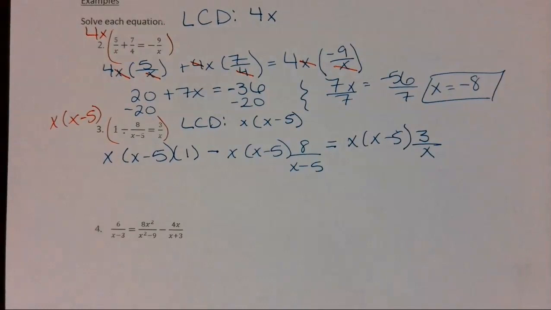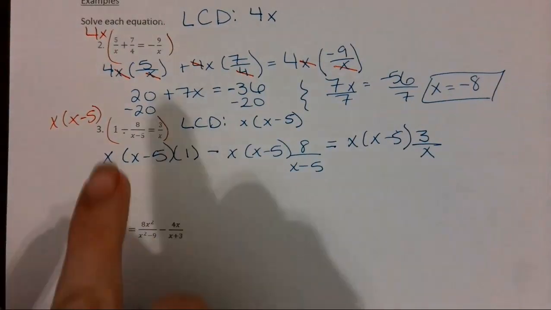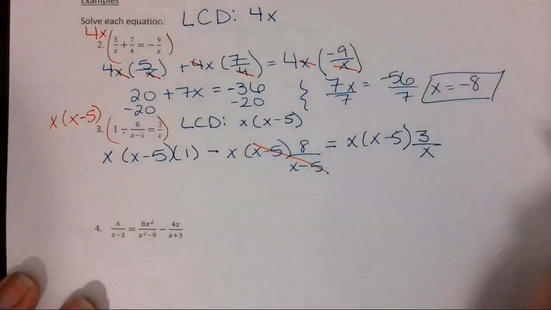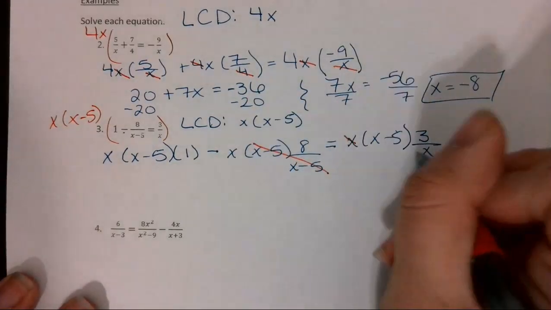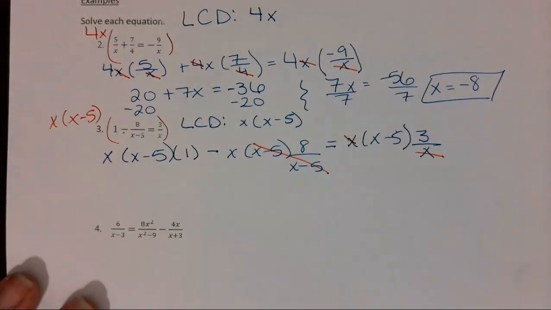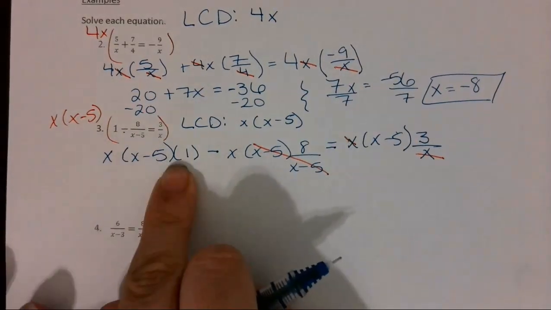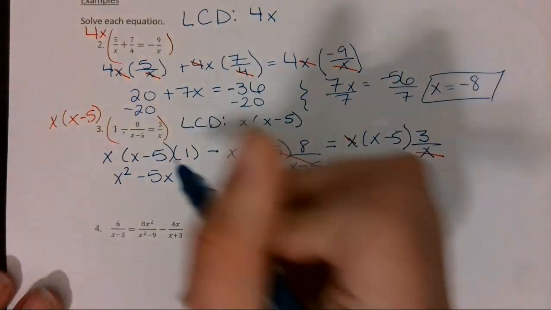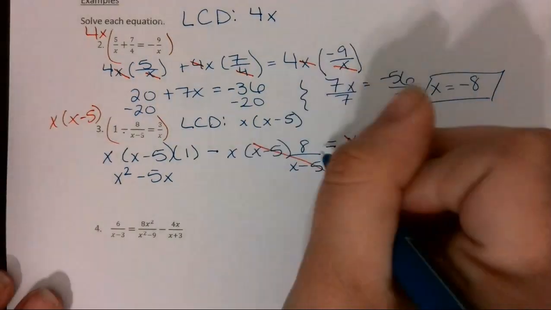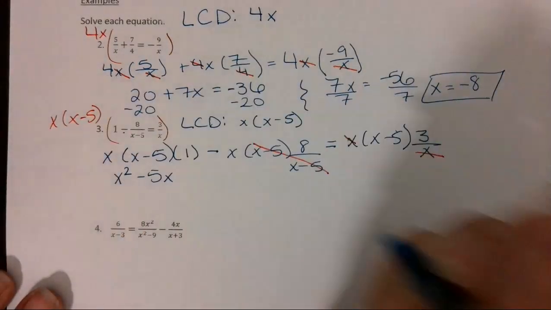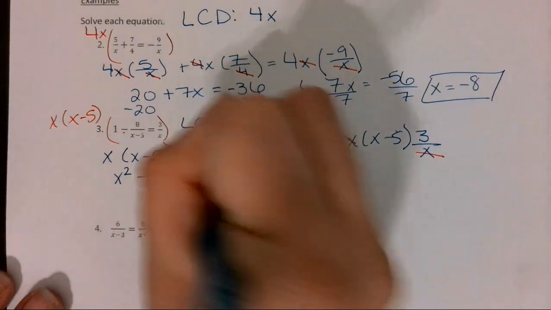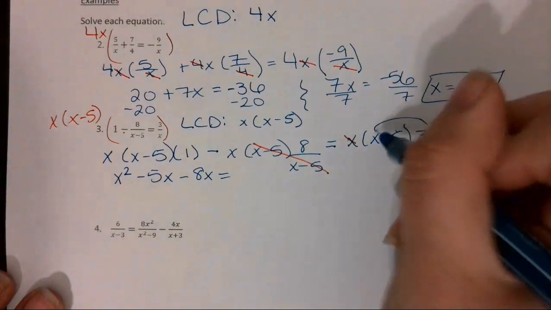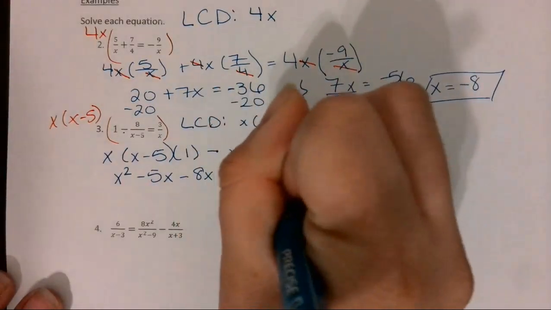Then I want to cancel out things that happen on the top and bottom. There's no bottom here, so nothing gets canceled out. In the middle piece, the x minus 5 gets canceled out. And on the end, the x's cancel out. So then I just multiply. I have x times x minus 5. So it's going to be x squared minus 5x. And then times 1 is just the same. Then I'm left over here with negative x times 8, which gives me negative 8x. Over here, I have x minus 5 times 3, so I have 3x minus 15.